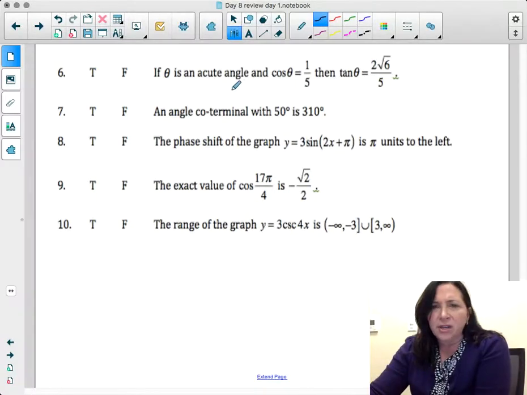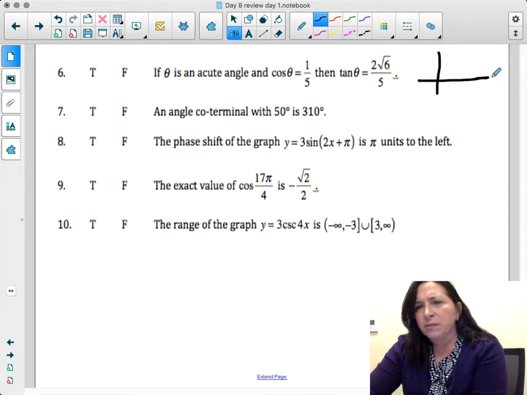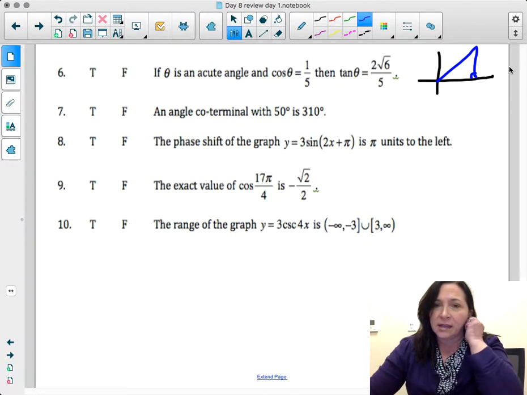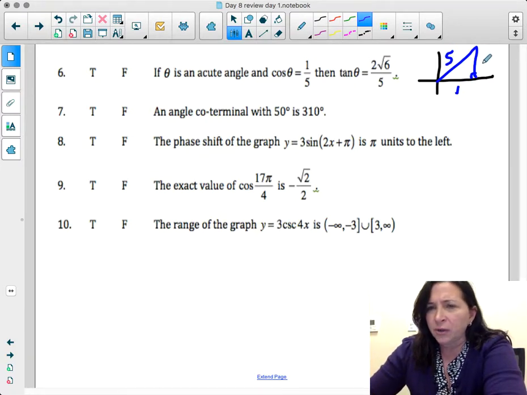So if theta is an acute angle and cosine theta is 1 over 5, then that's what tangent equals. Well, let's see. If this was an acute angle, you need to remember all acute angles are in the first quadrant, because acute means less than 90. So if theta is acute, cosine meaning adjacent over hypotenuse. So this extra value over here is going to be what? 25 minus 1, which is the square root of 24.